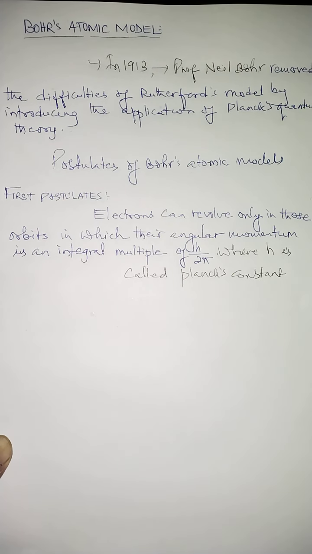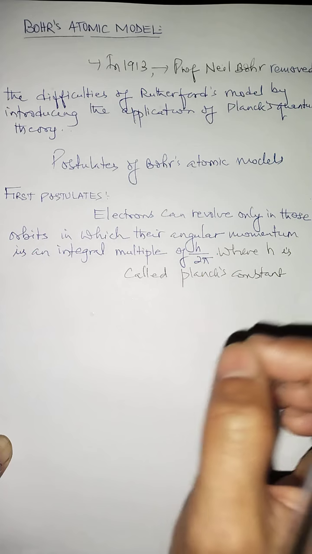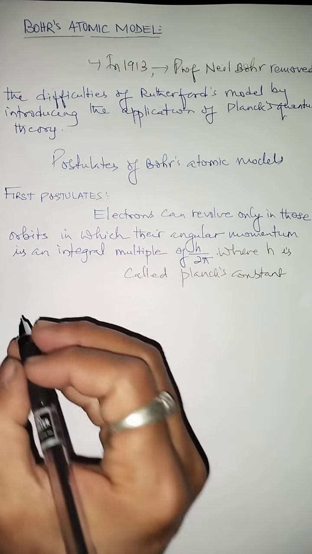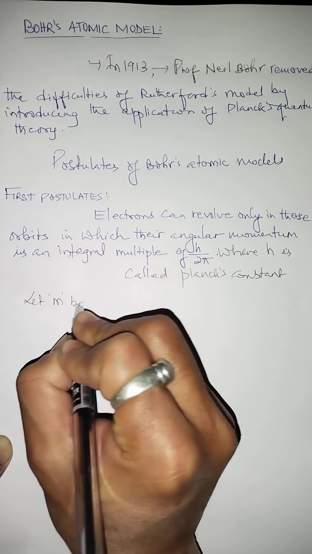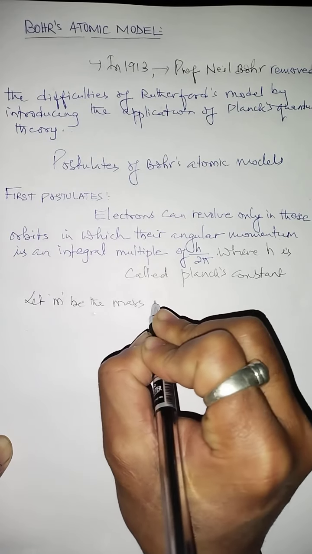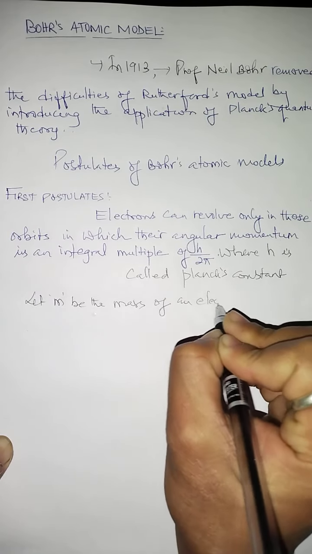So first postulate of Bohr's atomic model. But you know, children, the electron which revolves around the nucleus has mass. Every electron has a mass. So let me consider that m be the mass of the electron. Let m be the mass of an electron. That means every electron has a mass.